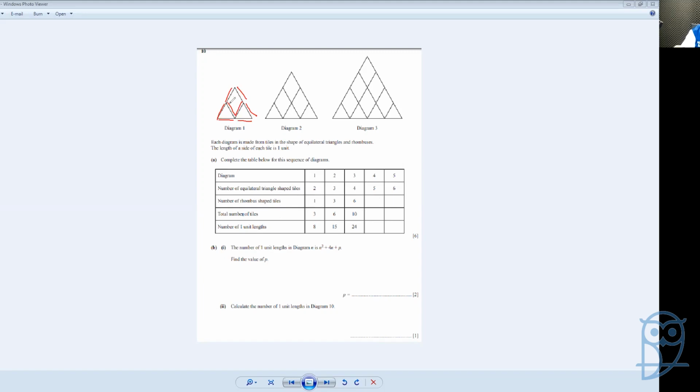The number of rhombus-shaped tiles. Well, there's 1 here, there's 3 there, there's 6 here. So we're adding 2, we're then adding 3. So here again, you can see the pattern. We're going to add 4 to be 10. We're going to add 5 to be 15.